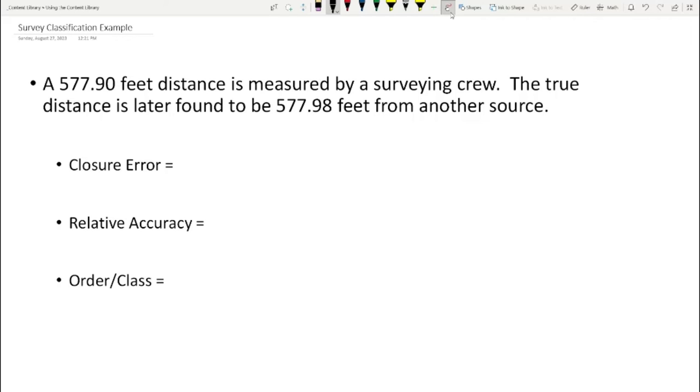But for the sake of surveying classification, we're going to assume that the distance that should have been 577.98 feet.